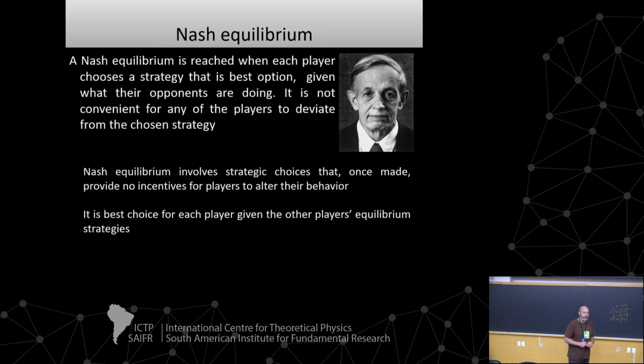So a Nash equilibrium involves strategic choices that, once made, provide no incentive to change behavior. And the idea is that it is the best choice for each player given what the other players have chosen.